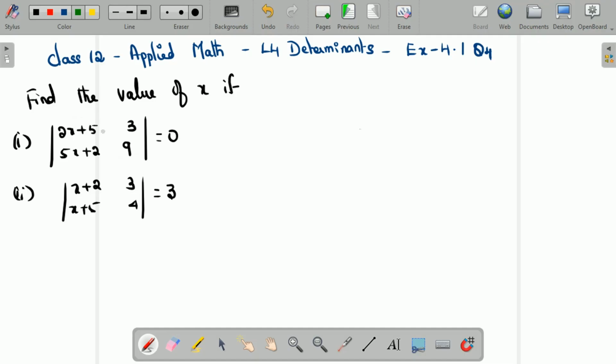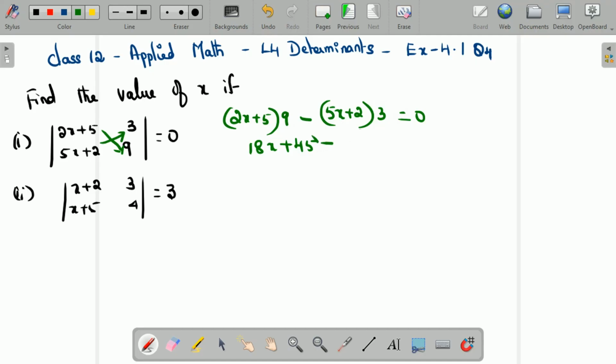So first let's compute the determinant value, which means (2x plus 5) into 9 minus (5x plus 2) into 3 is equal to 0. So let's multiply. So this is 18x plus 45. The minus sign is common for both terms. So for now, let's put it like this. So 15x plus 6 is equal to 0.